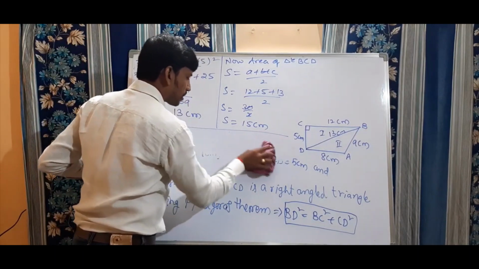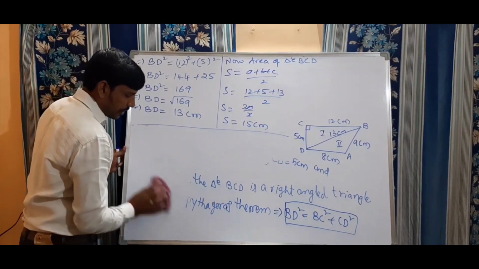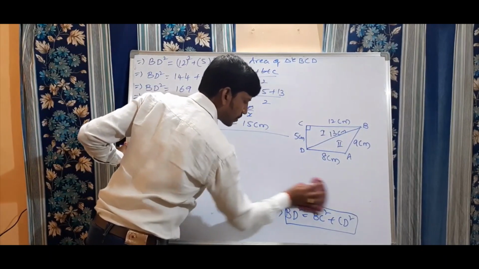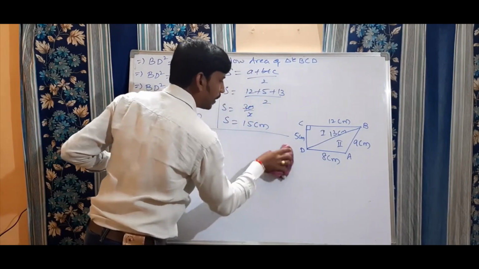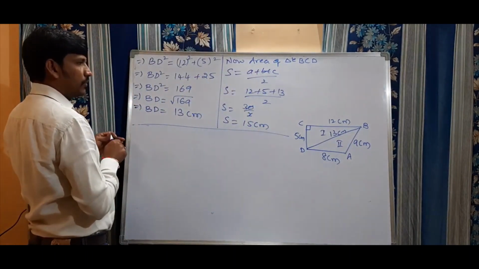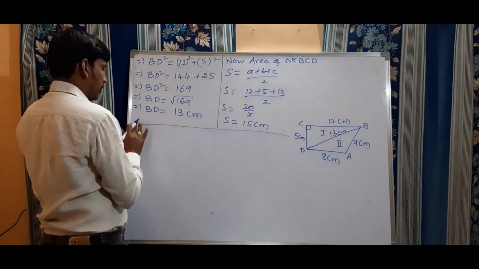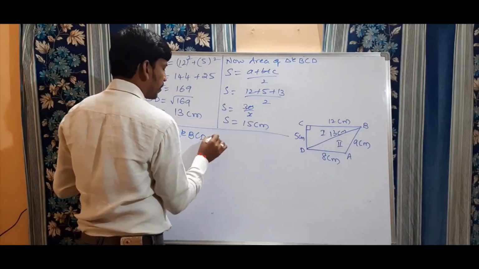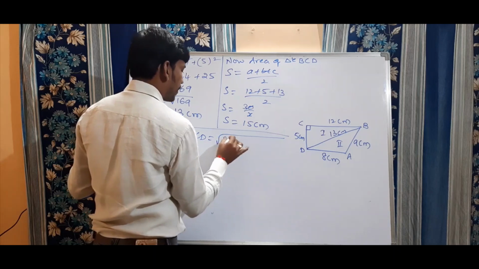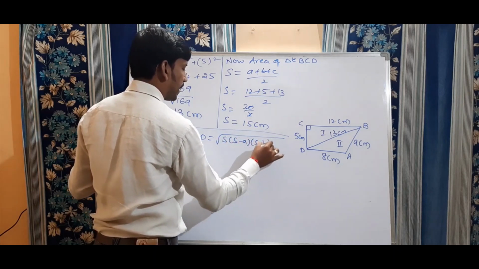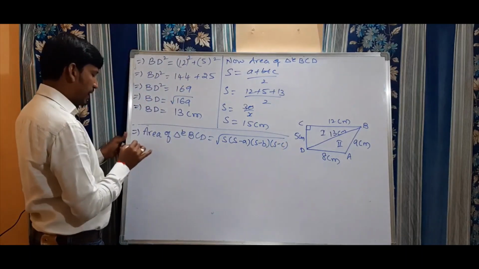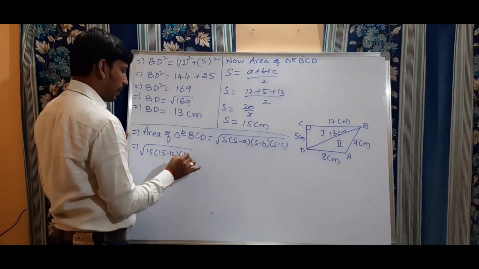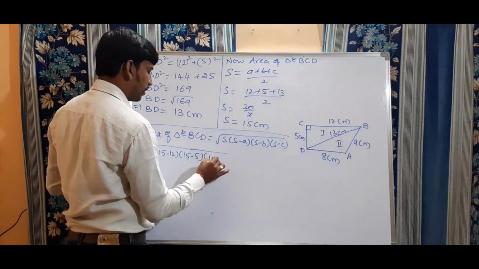To find the area of triangle BCD, what formula are we going to use? Here is one formula, that is the square root of S into S minus A into S minus B into S minus C. Is this clear? So the area of triangle BCD is equal to under root of S into S minus A into S minus B into S minus C, which implies under root of, what is the S value? 15 into 15 minus 12 into 15 minus 5 into 15 minus 13.